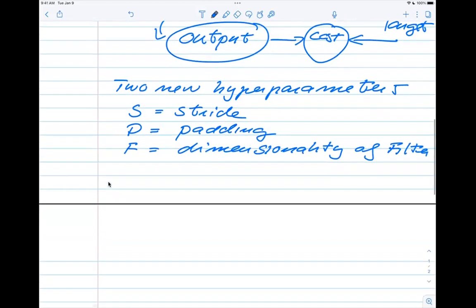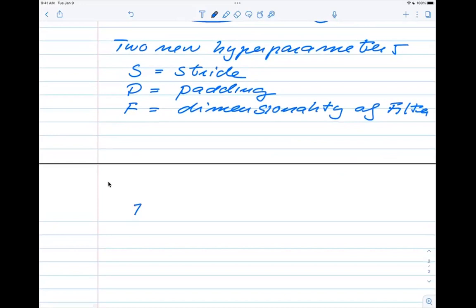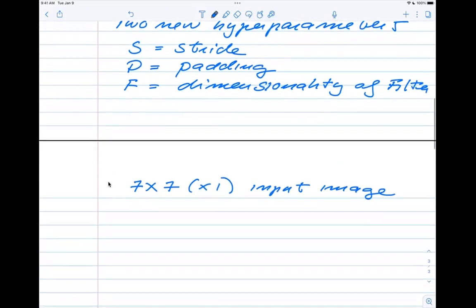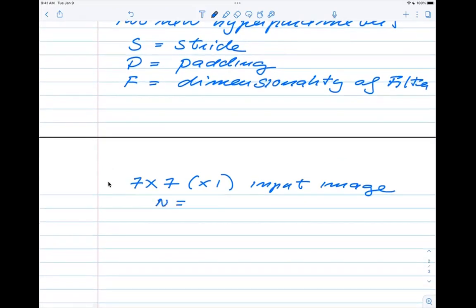So let's now look at the example which we had in those slides. Let's suppose we take a 7 times 7, and it's actually times 1, so it's only one color. You have typically 3 color channels. So we have an input image, which has an n. I'm assuming that we have a square image. And then we have a filter, which is a 3 times 3 filter. It's actually times 1. So this is our filter. So we would then have an f, which is equal to 3.